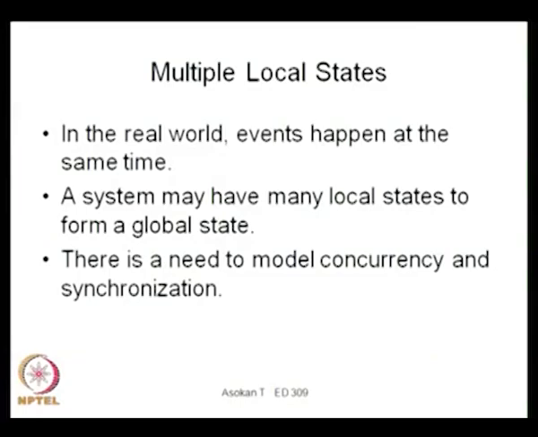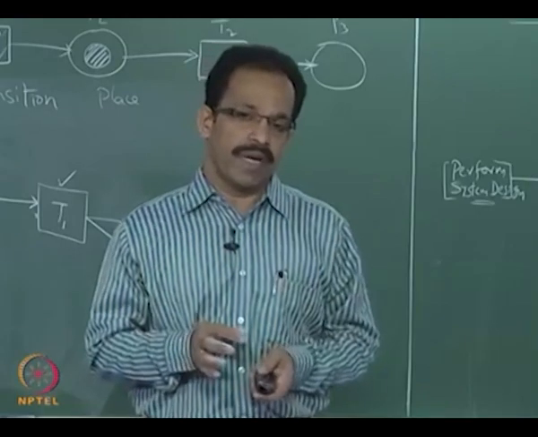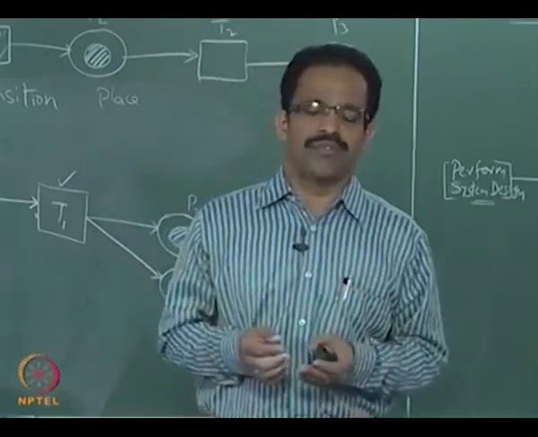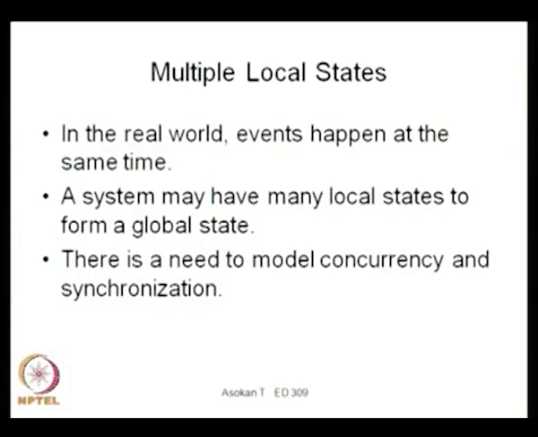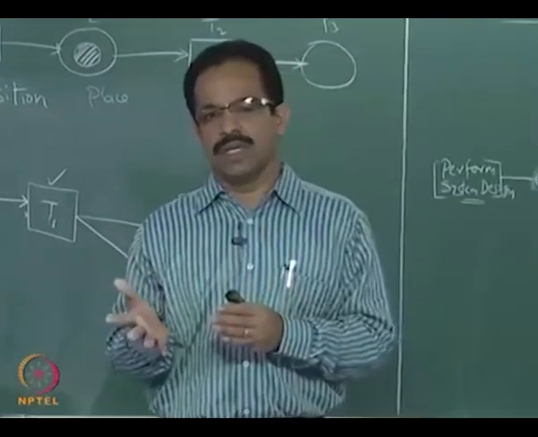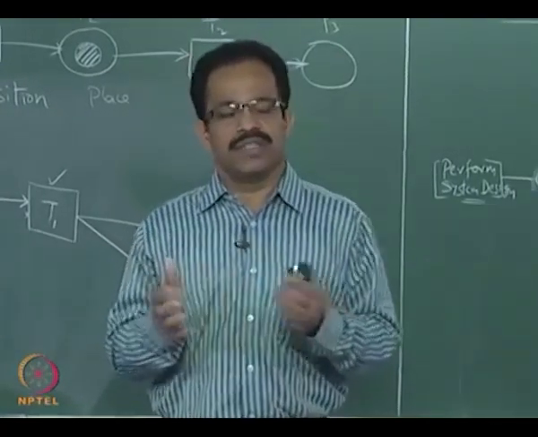Sometimes things will happen at the same time, and the system may have many local states that form a global state. Some systems will have multiple input states, and these multiple input states will lead to a global state. That also can be modeled using Petri nets, and the need for concurrency and synchronization can also be modeled and analyzed using Petri nets. So these are the advantages of using Petri nets, and we will see how to model scenarios of overflow, or of the system getting into a situation where there is no output, or how concurrency can be modeled. These cases we will see in the next class.